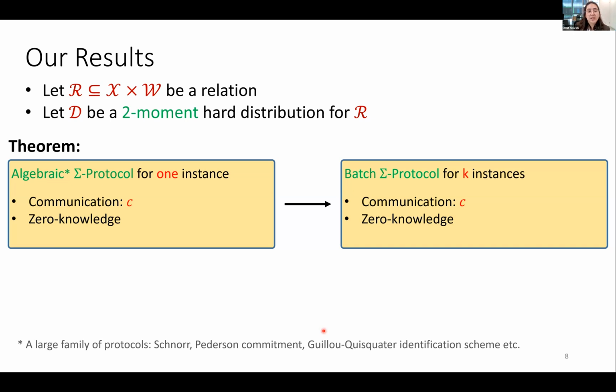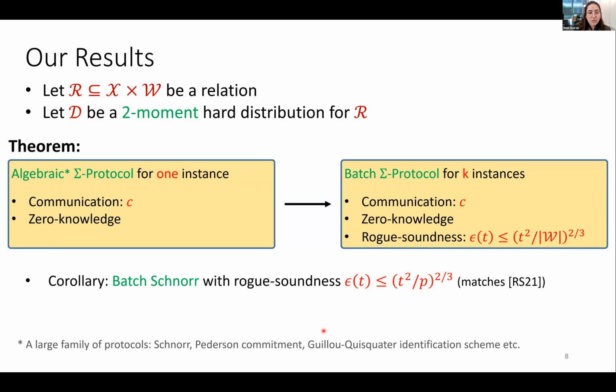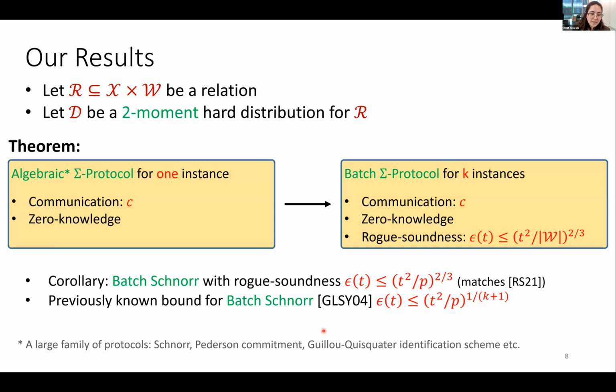Then we assume that the distribution is second moment hard and derive a ROG soundness bound for our batch protocol, which is bounded by t squared over the size of the witness space to the power of 2/3. Using our theorem, we derive a batch Schnorr protocol with ROG soundness, which is bounded by t squared over p to the power of 2/3. It in fact matches the state of the art of Rotem and Segev for a single instance Schnorr protocol and does not depend on k at all. In fact, the batch Schnorr protocol was already constructed, however, the security bound relies exponentially on k.